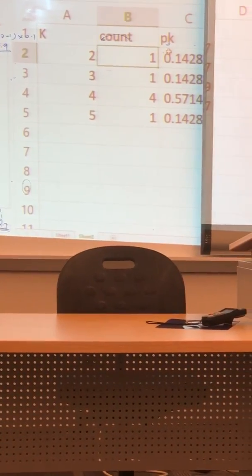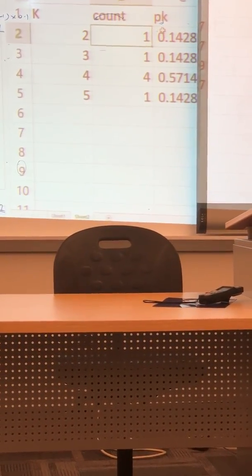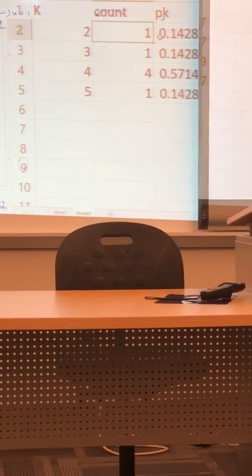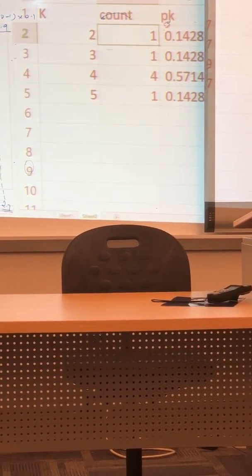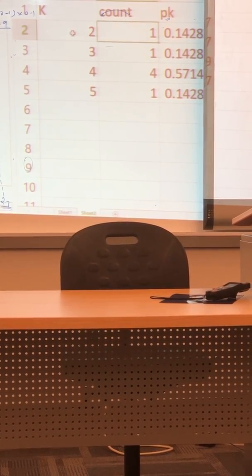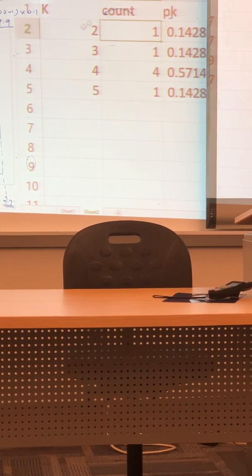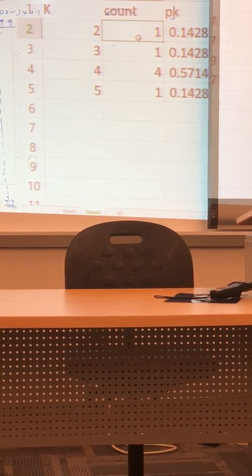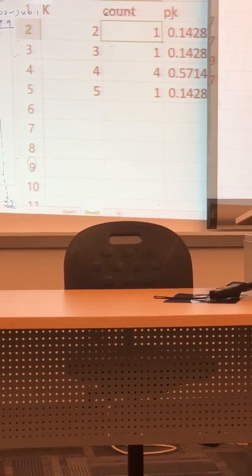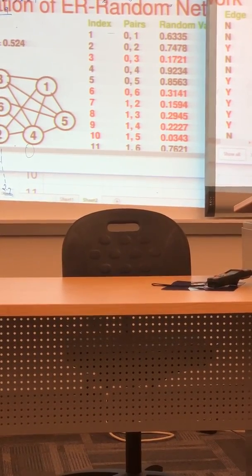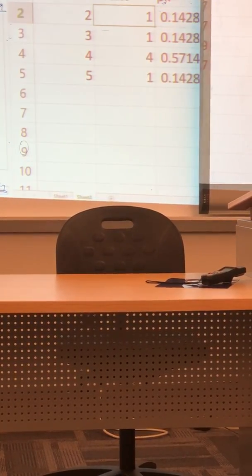The pk is the probability of finding a node with a certain degree. It's the count divided by the total number of nodes. Remember, we did this in the first module: given a graph like this, count how many nodes are degree 1, how many are degree 2. That's the pk value I'm talking about.